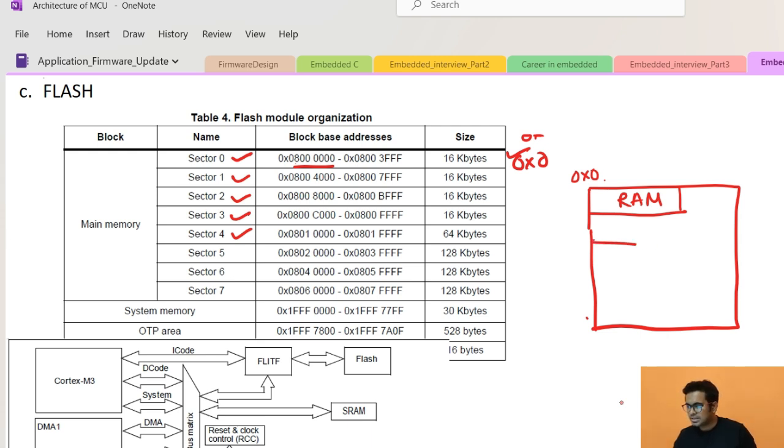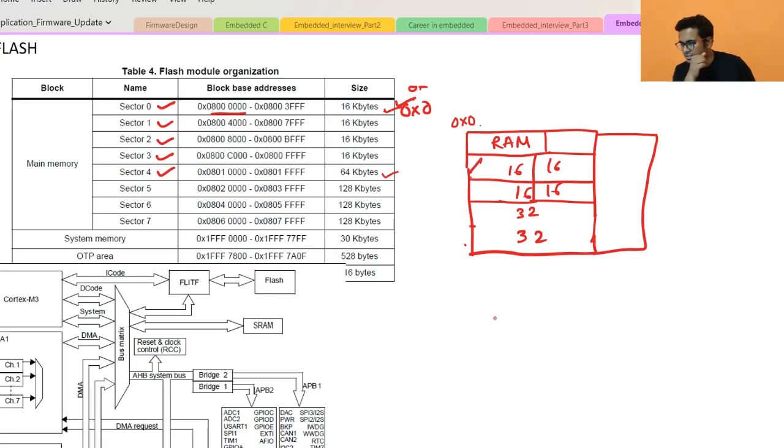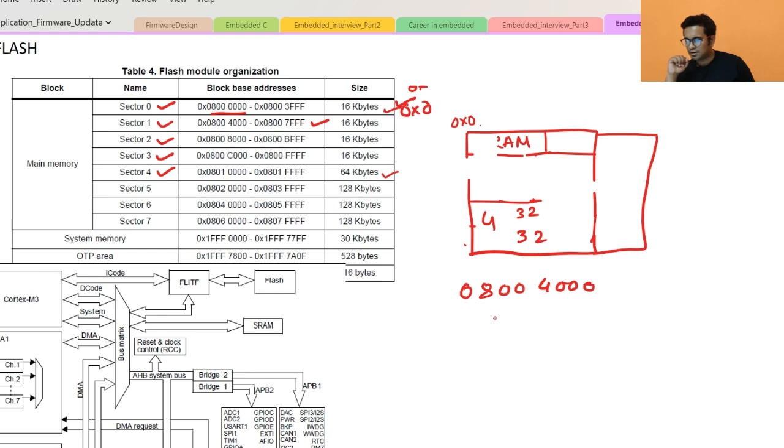Now what is the thing? The flash is divided into sectors. So this is sector 0, this is sector 1, sector 2, 3, then 4, like that. Now what is the importance of the sector that we need to understand? Whenever we want to write something to the flash, let's say you want to write some data at 0x004000, from this address you want to write data 123. Now to write the data into this address, you need to access sector 2.